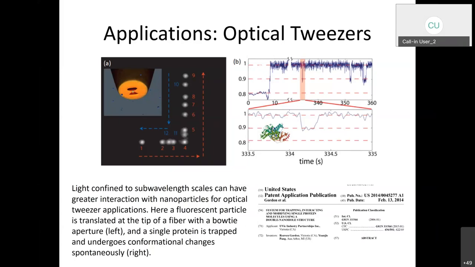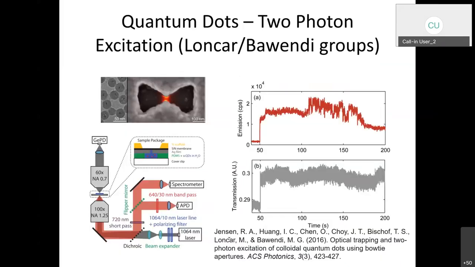So this is a way of holding onto particles which are less than 100 nanometers in size with moderate optical powers, but having very high local field intensities. And we've been able to use apertures in metal films for holding onto just single proteins. And here's an example where we've tried to patent the use of this for protein analysis. Other people have been using these apertures in metal films for looking at quantum dots. You can get enhancement from the trapping laser and get two photon excitation of the quantum dots.